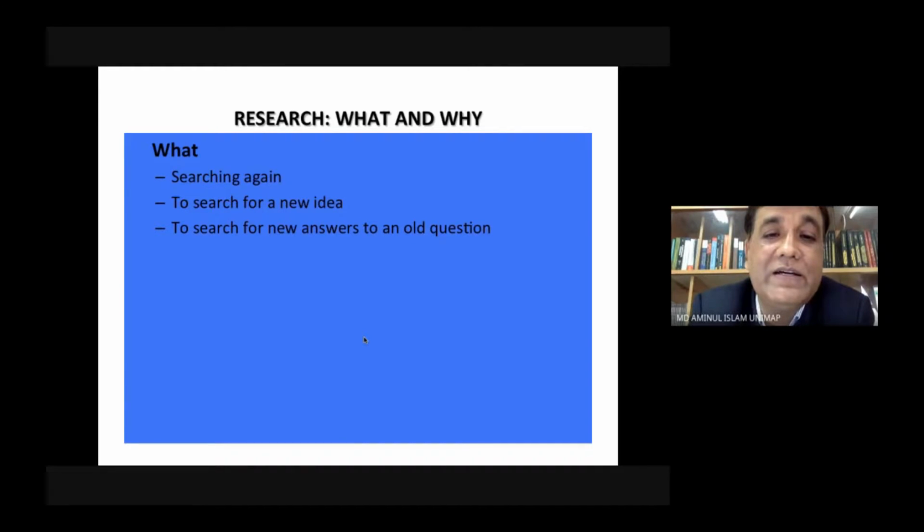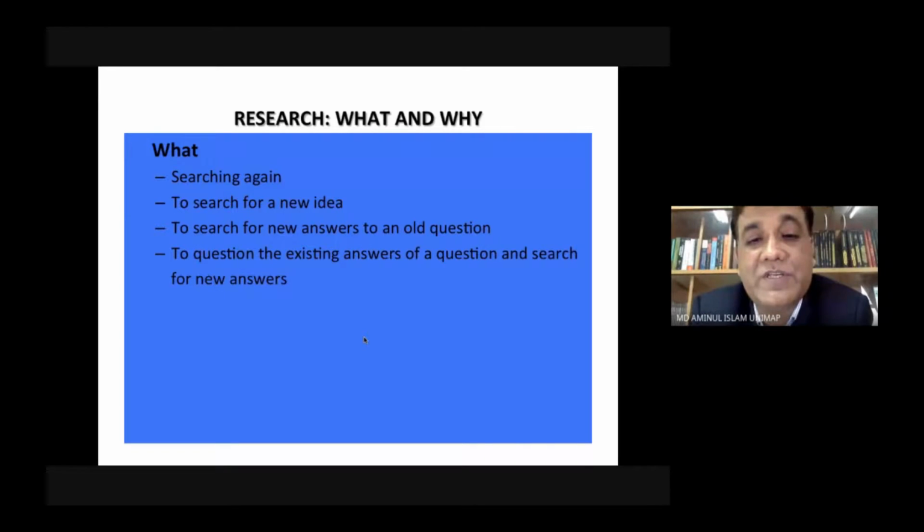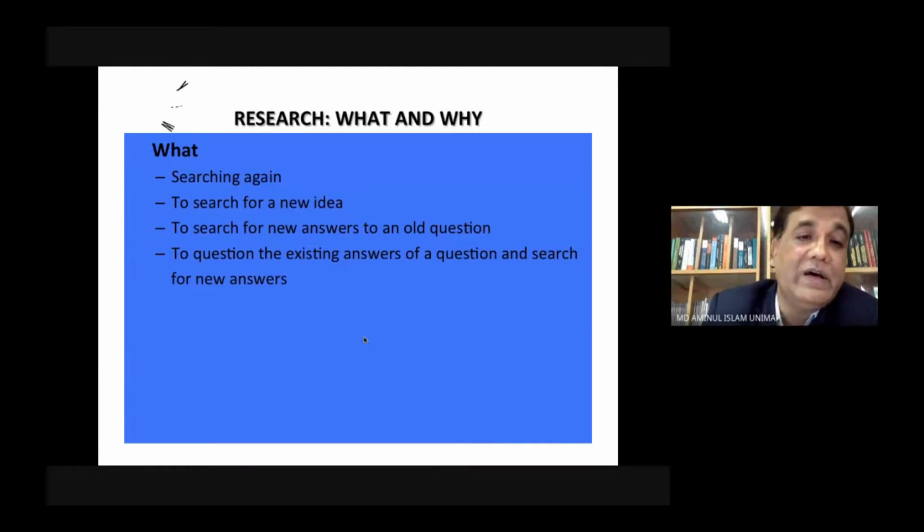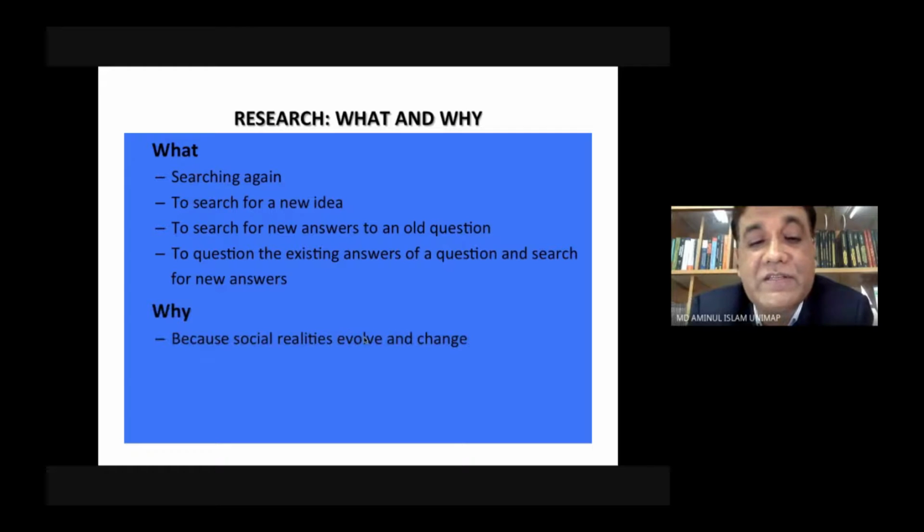We look for new ideas, we search for answers to an old question, we look for the existing answers to a question and search for new answers. Why do you do research? Because social realities evolve and change.